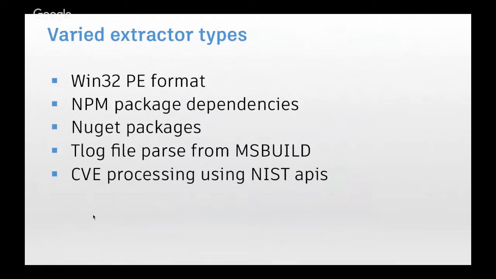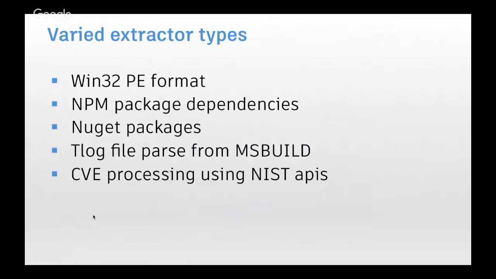Yeah, so like I said, there's a whole bunch. We've built a bunch of varied extractor types, and if we get some time, I can even walk through some of the code. It's pretty simple, at most a couple of 100 lines of Python or less to extract the data. These are the sorts of packages that we implemented: the Win32 portable executable format, npm packages, NuGet packages, so forth.